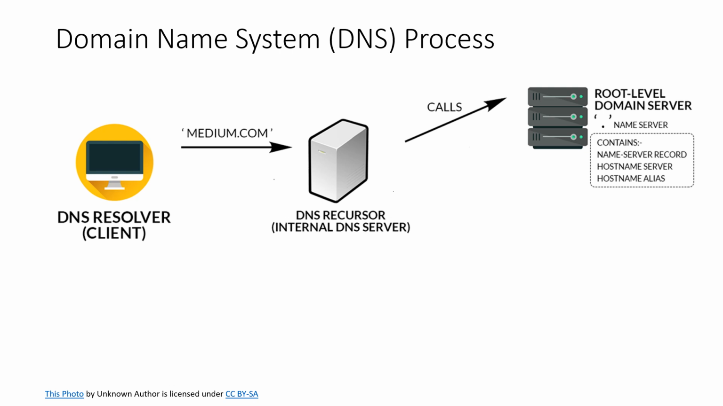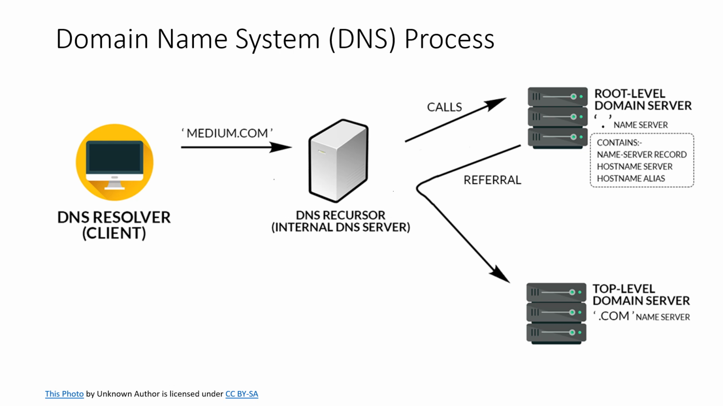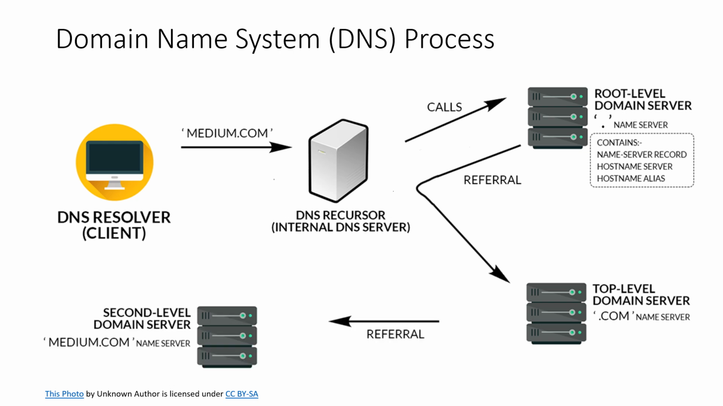Next, a request to a root name server is made. This is followed by another request to a top-level domain server, and then a final request to an authoritative name server. The authoritative name server responds with the requested IP address, which is then sent to the client.